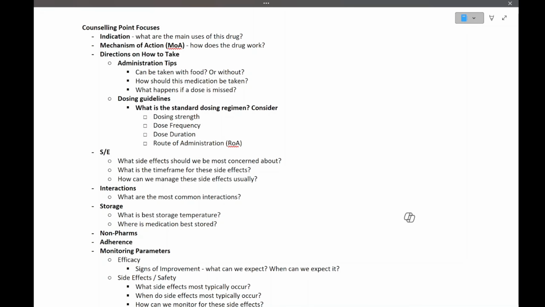So the point of the series is to just review these counseling points, and it's a low effort activity for me, but I think it might serve as an informative resource that gives pharmacists or pharmacy students an idea of what to focus on specifically.